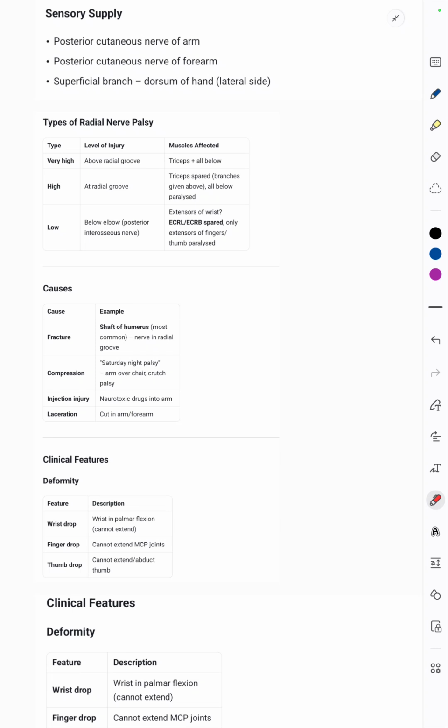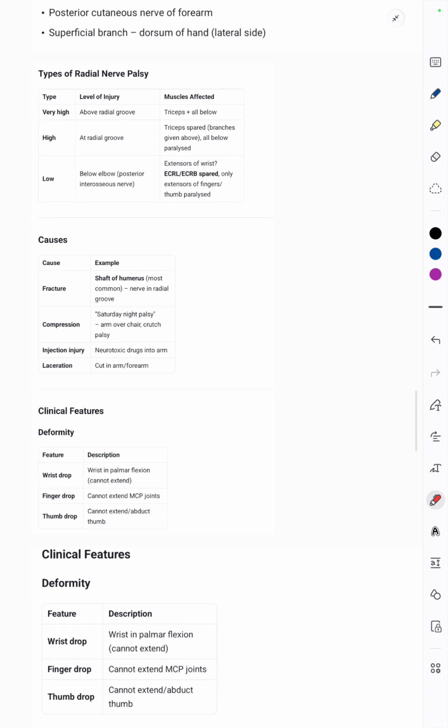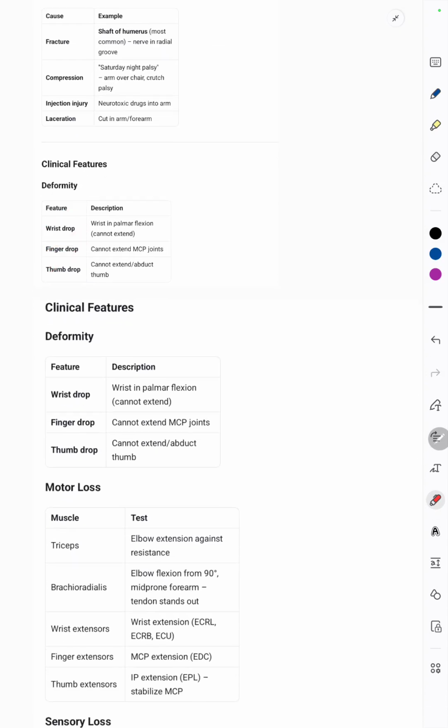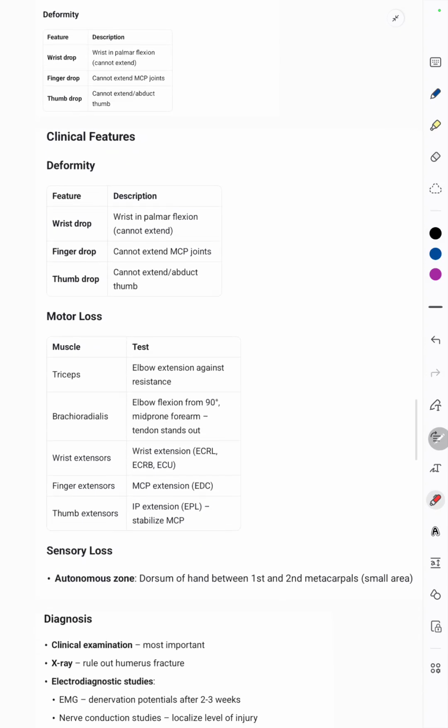Then the causes for this are fracture shaft of humerus, then compression as in case of Saturday night palsy or the crutch palsy, injection injury or laceration. Then the clinical features: there is a wrist drop that is seen, finger drop, and the thumb drop, that is the thumb is not able to extend and abduct.